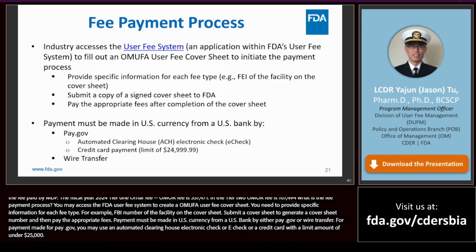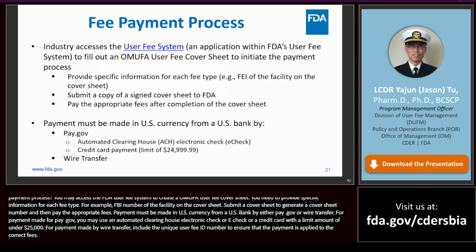For payment made by wire transfer, include the unique user fee ID number to ensure that the payment is applied to the correct fees. The originating financial institution may charge a wire transfer fee. Applicable wire transfer fees must be included with payment to ensure fees are fully paid.